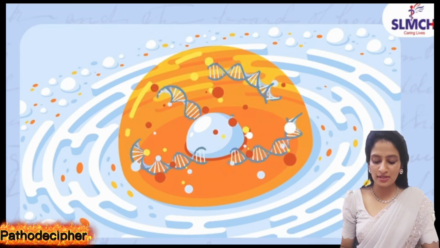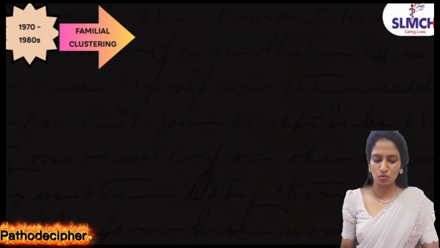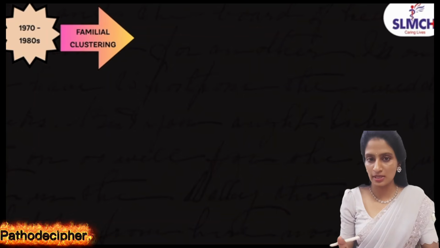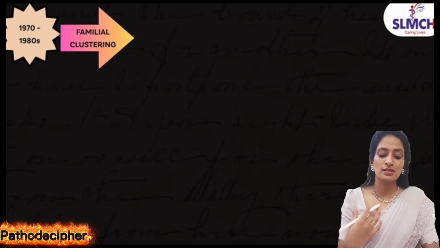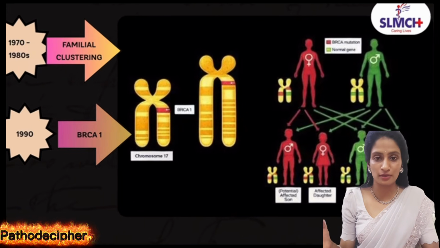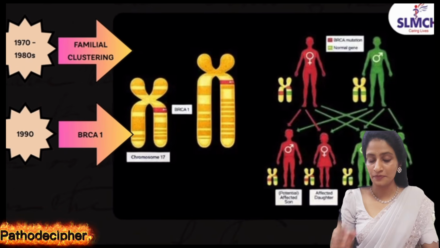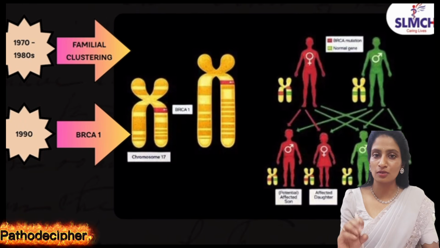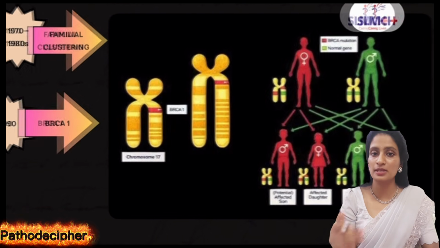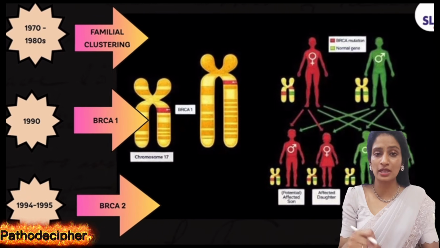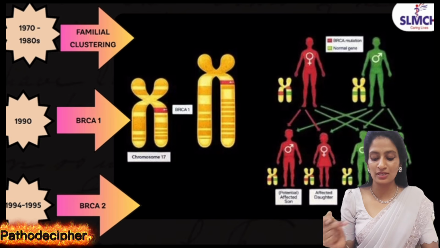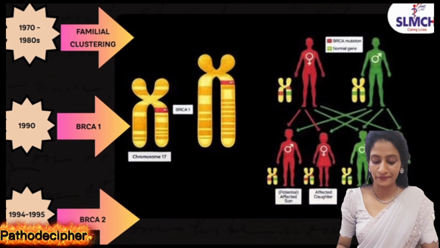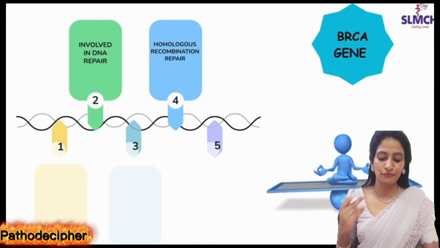Okay, in every cell there will be a change in genetics. What they understood in breast cancer is that in the 1970s and 1980s, researchers identified some familial clustering. They did a lot of research, and in 1990 they found the BRCA1 gene, which has the hereditary correlation with breast cancer. Whereas in 1994 to 1995, researchers identified the BRCA2 gene. The BRCA1 gene is located on chromosome 17, whereas BRCA2 is located on chromosome 13. That is what they detected in further research.